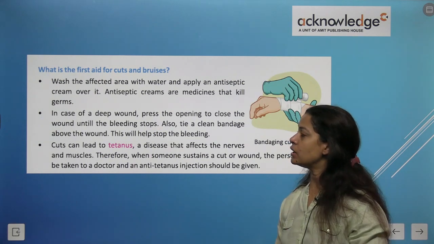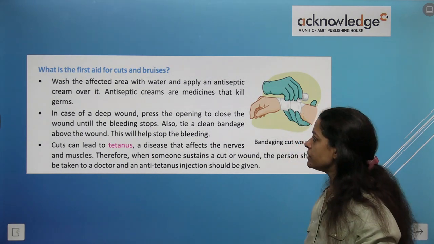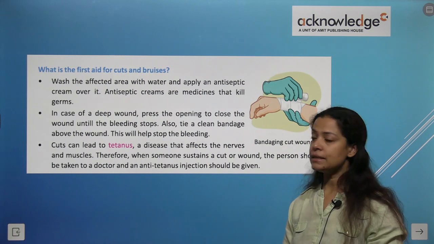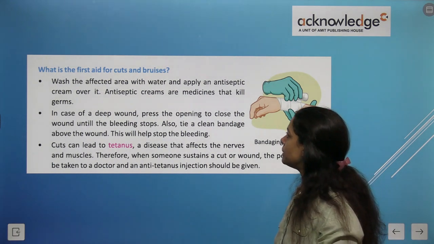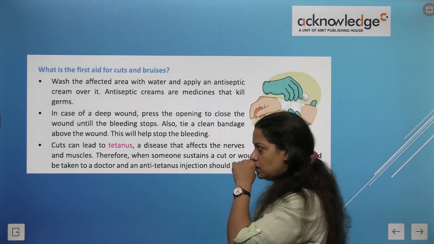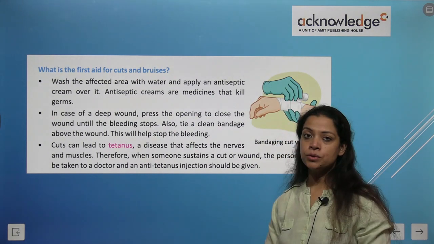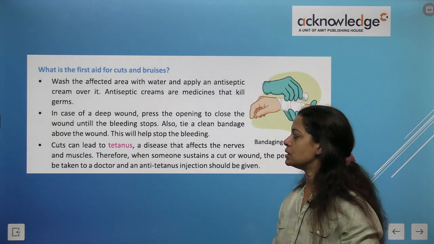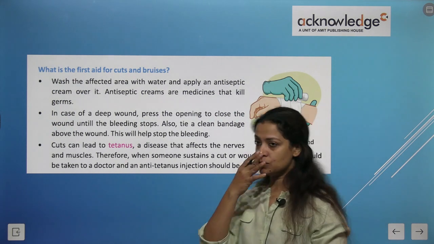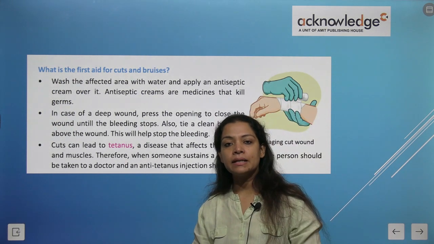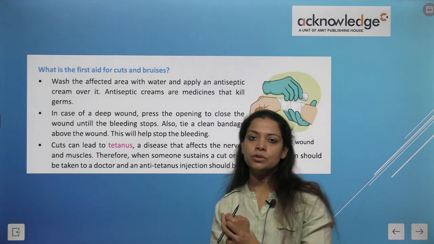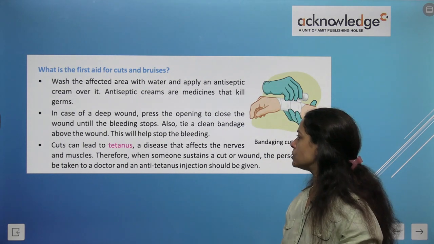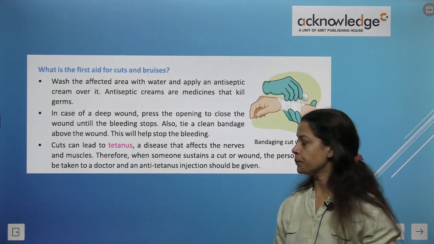What is the first aid for cuts and bruises? Wash the affected area with water and apply an antiseptic. Antiseptic cream and medicine kill germs. In case of a deep wound, press the opening to close the wound until the bleeding stops. If there is a deep cut, you must press that wound so that the bleeding stops. Also tie a clean bandage above the wound.